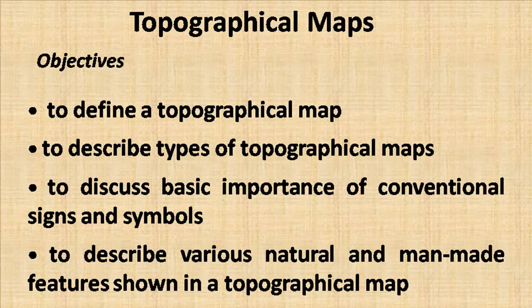Today, I will discuss the topographical maps. The following four are the objectives of my today's lecture. These objectives are to define a topographical map, describe various types of topographical maps, discuss the basic importance of conventional signs and symbols of topographical maps, and to describe various natural and man-made features shown in a topographical map.